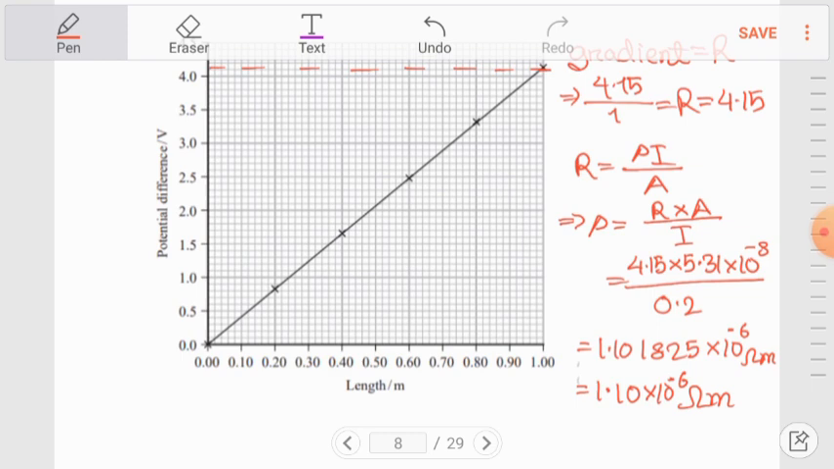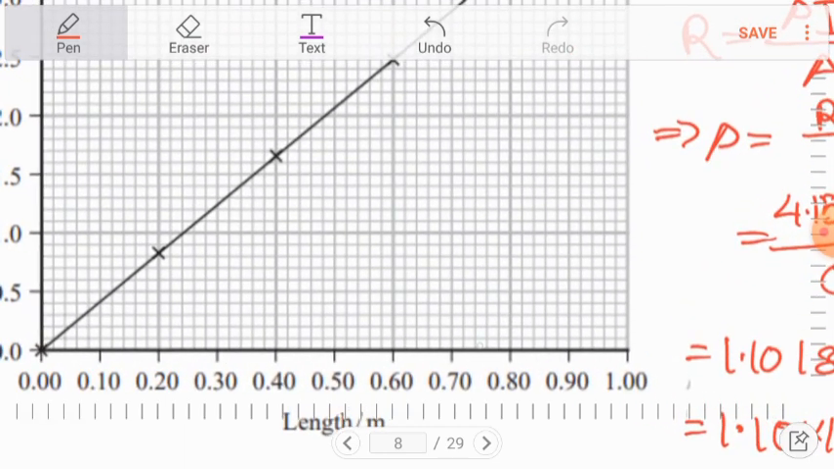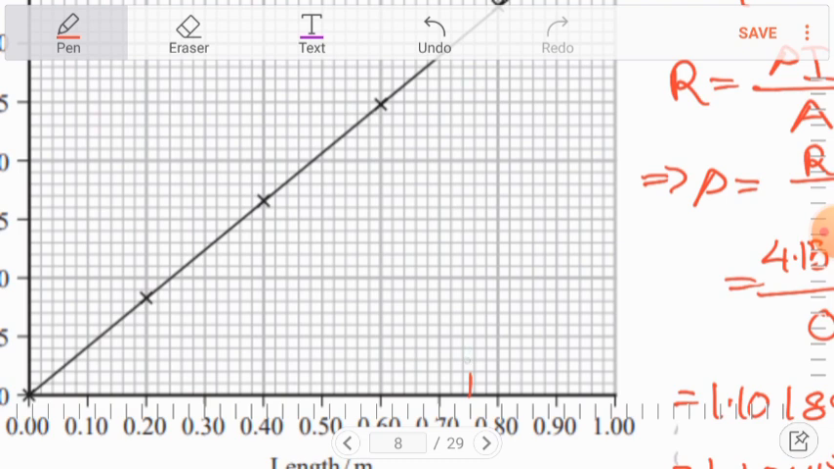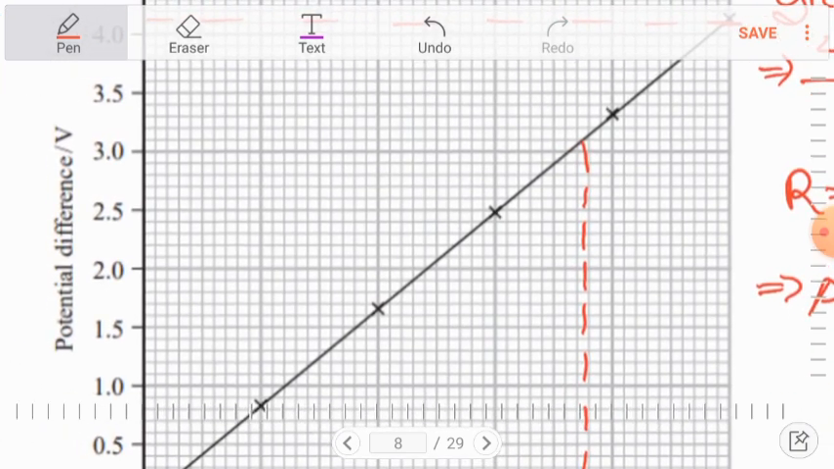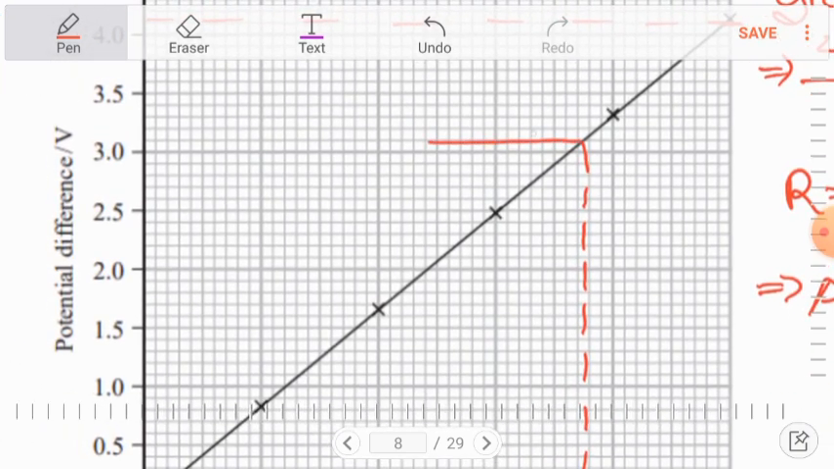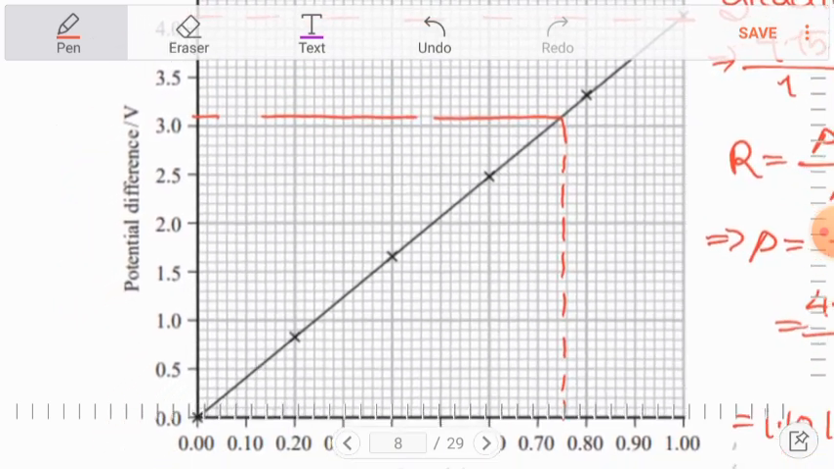So moving to 19B2. 19B2 says calculate the power dissipated from the nichrome wire to the surroundings when the length of the wire is 0.75 meter. So when the length of the wire is 0.75 meter, approximately in here, we can see that it gives a value of 3.1. When the length of the wire is 0.75 meter, the voltage is 3.1 volt.